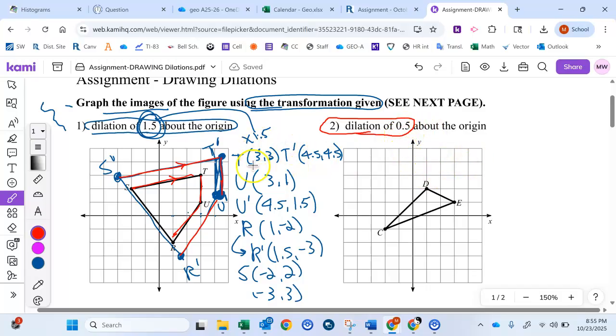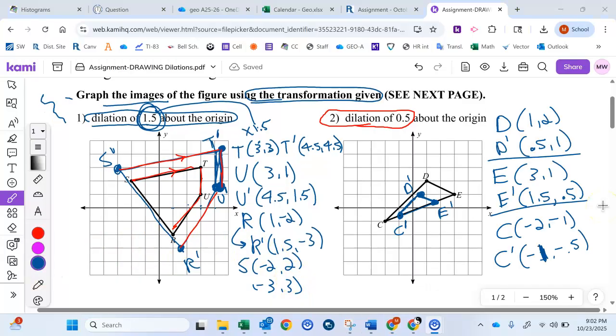So instead of explaining all these points, I'm going to write them all down, and then I'm going to draw it and let you guys check your work on it. Okay, but it's the same process. So this is what you should get if you take this figure here in black and you dilate it by 0.5. It's going to get smaller, right?